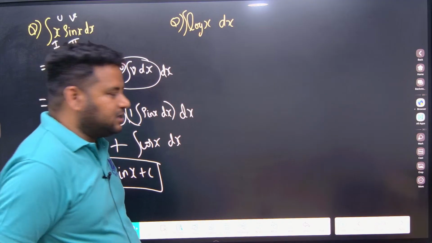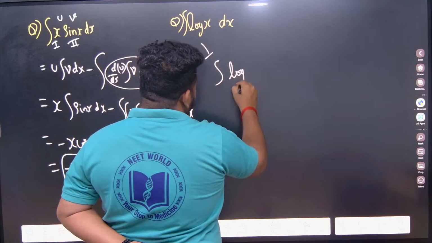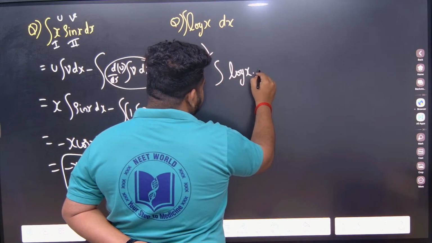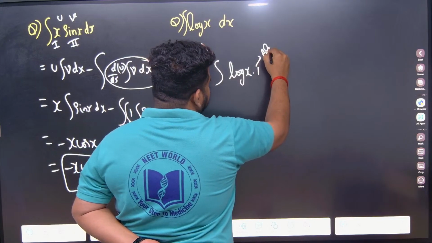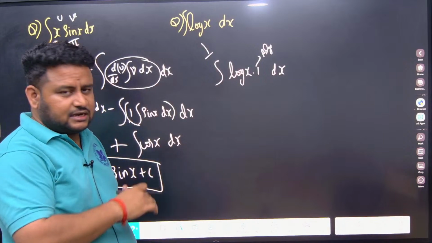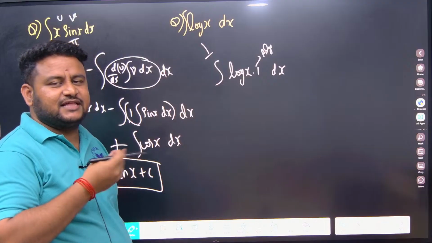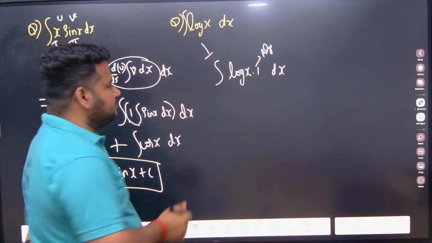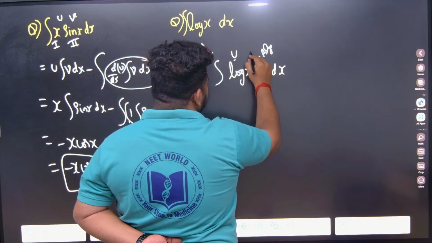So in the Euler order, if I say integrate log x, log x is nothing but log x into 1 dx, I can write it. Here 1 is considered as an algebraic function. Log x is a logarithmic function, like we know. So in the Euler order, the log function comes first and then the algebraic function. So I can write this as, this will be the first function u and this will be the second function v.